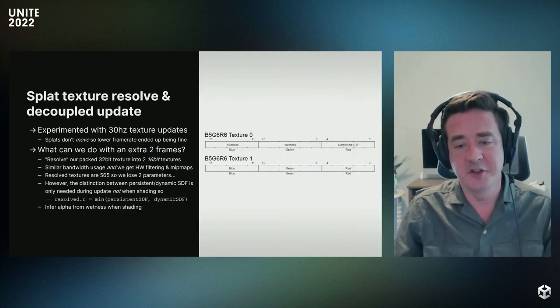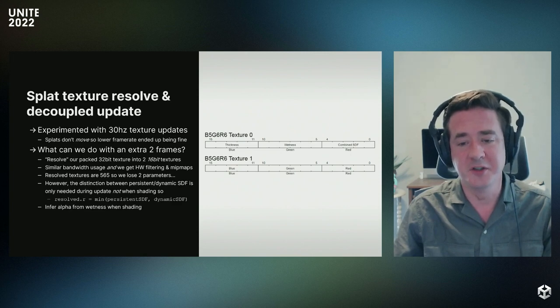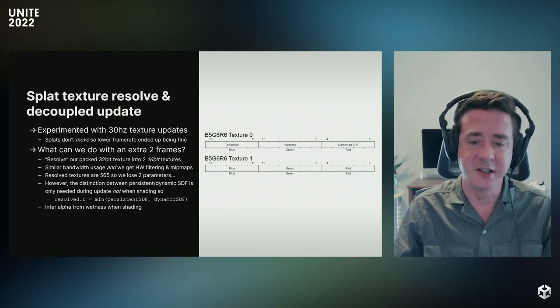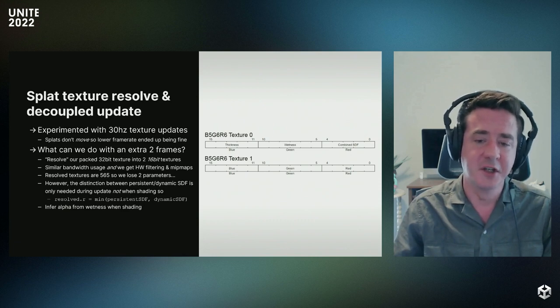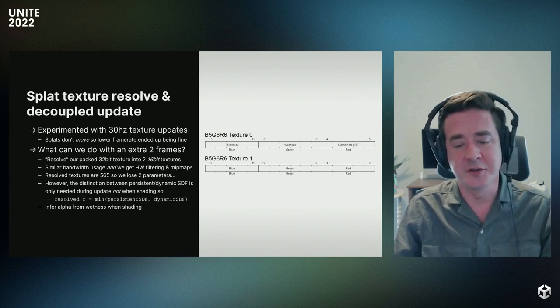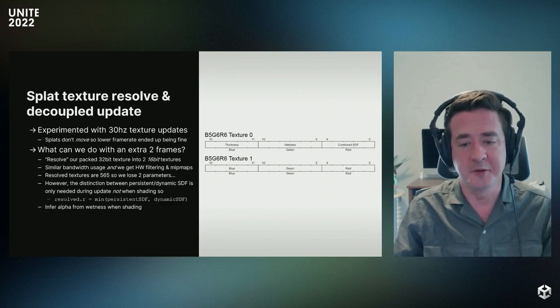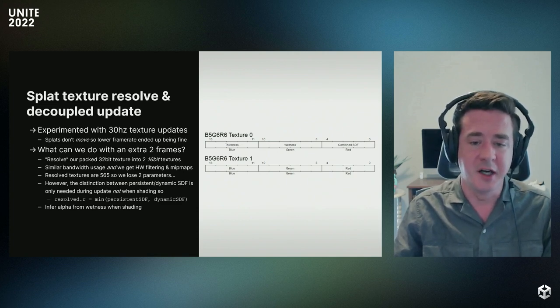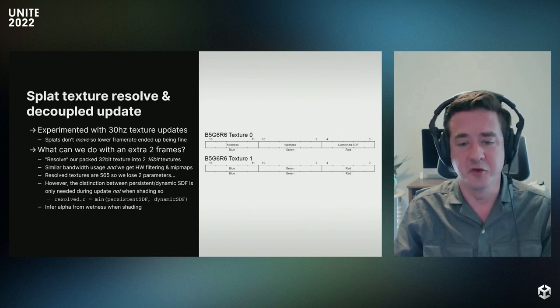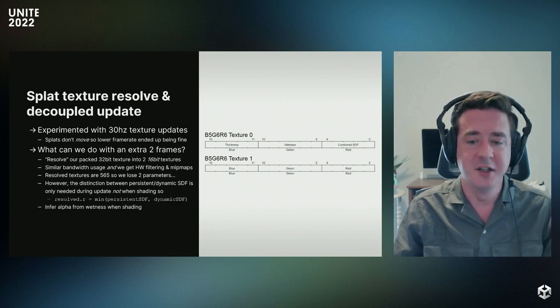So that means technically we have 2 extra frames now. So what can we do with those? And the answer is our resolve. So we go back to 2 textures. However, we now use 2 16-bit textures. So those 2 16-bit textures essentially have the same bandwidth requirements as the single 32-bit texture, which is good. And of course, this means that we now get our hardware filtering and mipmaps back, which is really good. So resolved textures are 565, and the problem with that, of course, is before we had RGBA, now we only have RGB, so we're sacrificing 2 parameters.